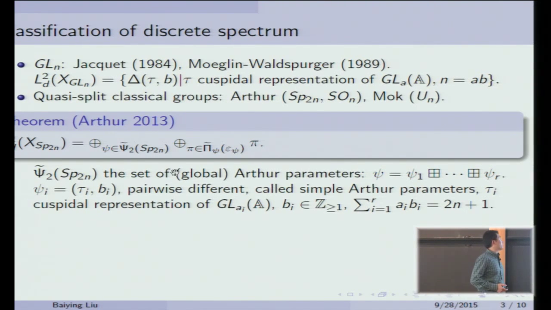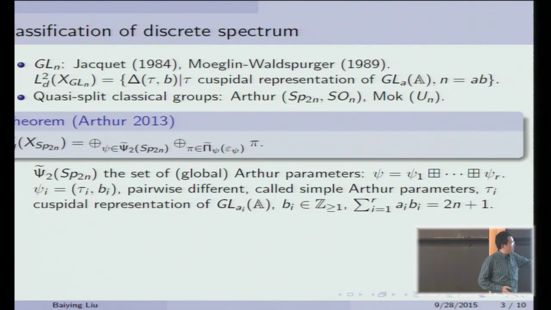For quasi-split classical groups, the classification is done by Arthur for symplectic and orthogonal groups, and then extended to unitary groups by Mok. Let's take symplectic groups as an example. It says the discrete spectrum can be decomposed into packets, which are parameterized by Arthur parameters. And for representations in each packet, the multiplicity is 1.